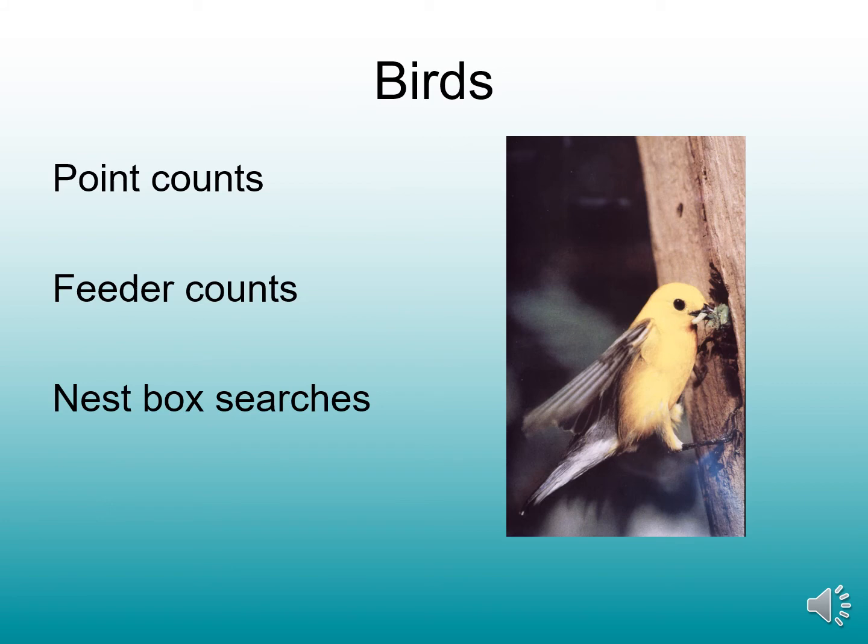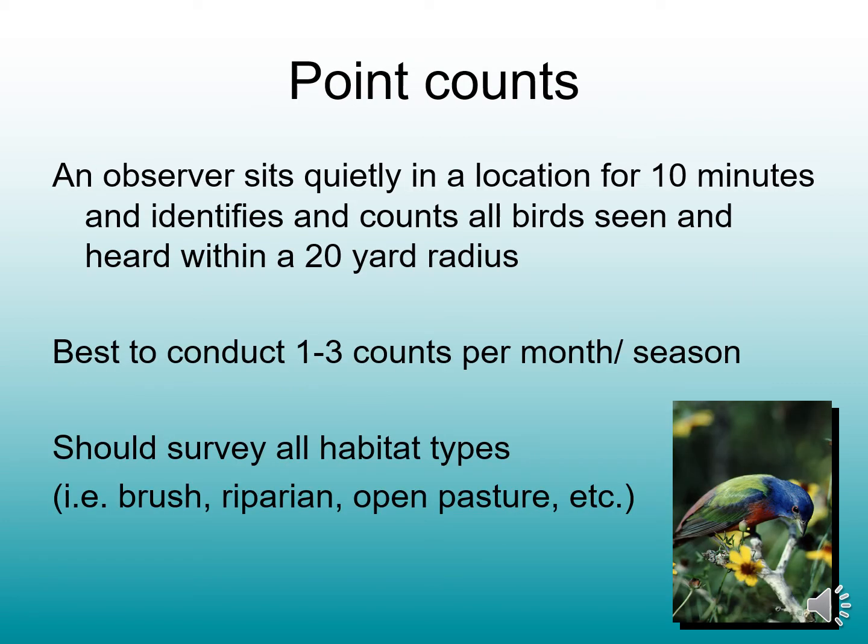For birds, several different survey methods can work. One of those is point counts. In a point count, an observer sits quietly in a location for up to 10 minutes, identifies and counts all birds seen and heard within a specific radius. It can be 20 yards, or it can be even more than that, depending on the species you're interested in. It's best to conduct 1 to 3 counts per month or season, and you should survey all the different habitat types on your property.